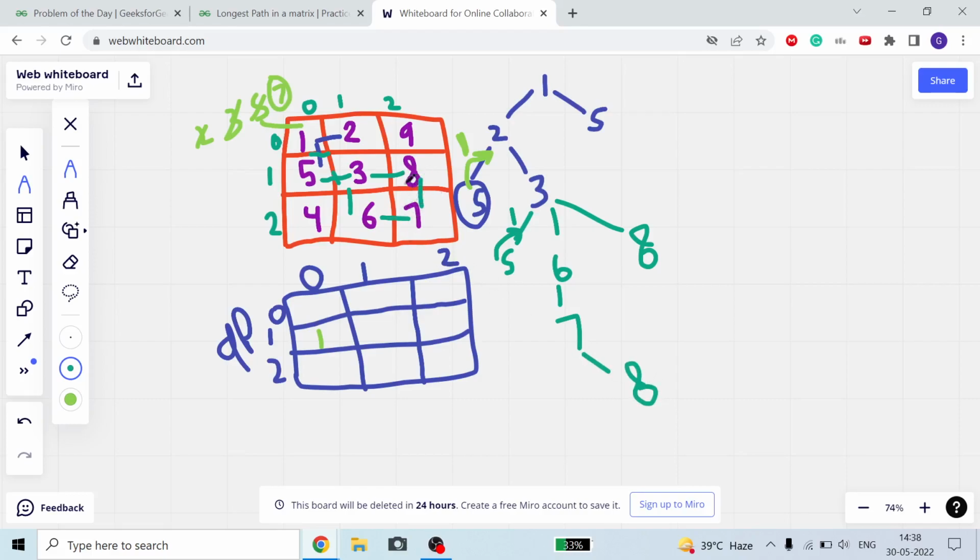Now from 7, we cannot go to 6. Okay, 12 and 8. So now we are at 8. From 8, we cannot go to 3, we cannot go to 7, this element does not exist, so we can go to 9. Now from 9, we cannot go to 2, we cannot go to 8, these two elements do not exist. Okay, and we cannot go to 2 or 8 because these are smaller elements.